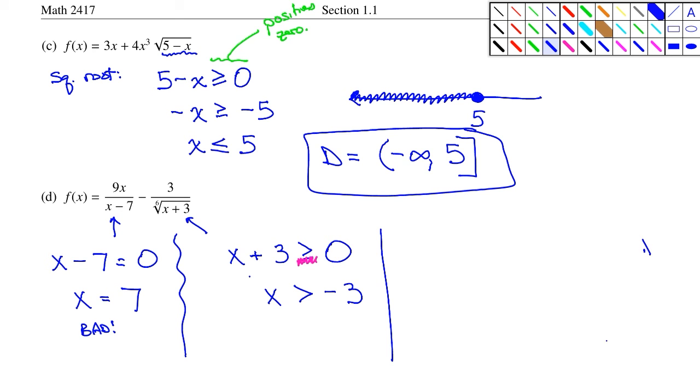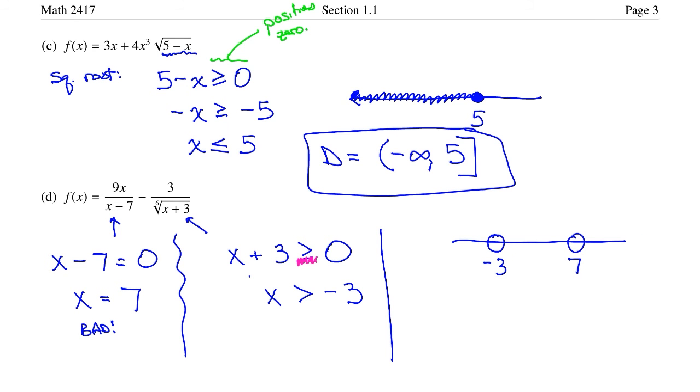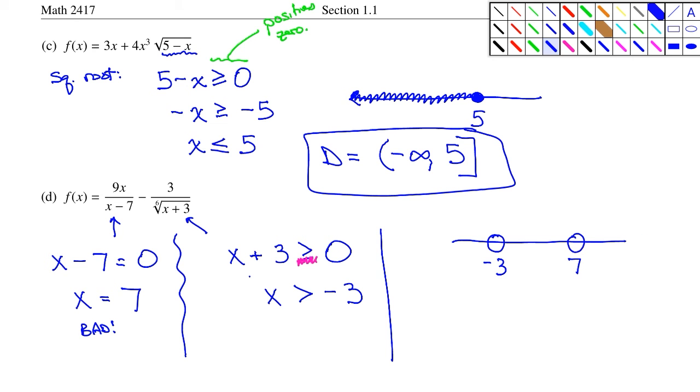So what does that leave me with? Well, we're going to start with negative 3, and that's open because it can't be equal to negative 3. We're also going to include 7 because it can't be equal to 7. And now we shade in what we want. So x is greater than negative 3 is this piece. We have to jump over 7 and then continue on.